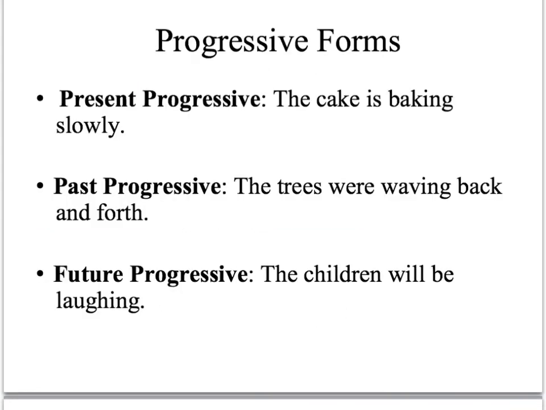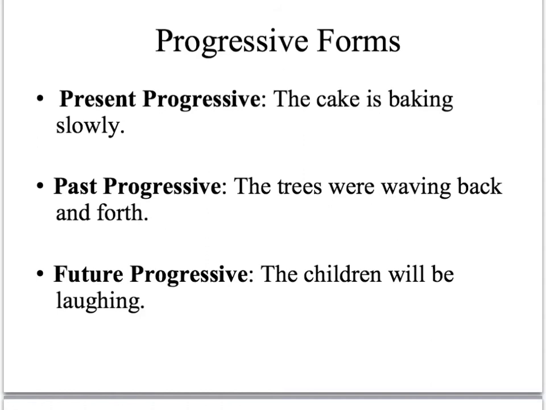The last form is called the progressive form. The progressive form shows actions that are currently taking place. Just like the perfect and simple form, the progressive form can also take place in the present, past, and future. Look at the examples presented.